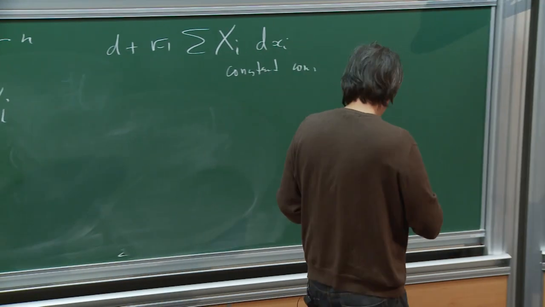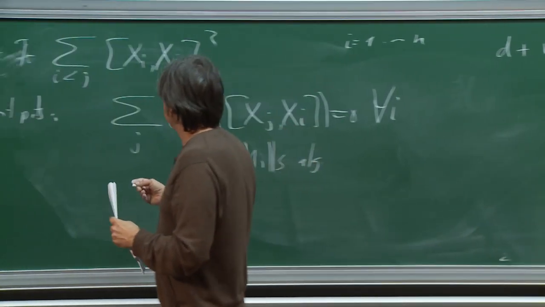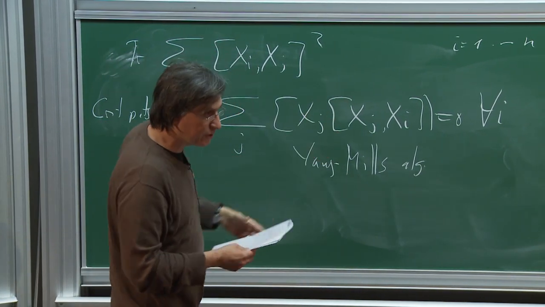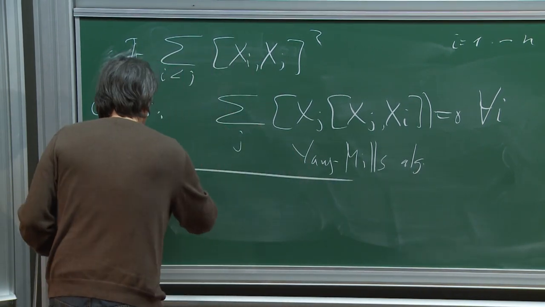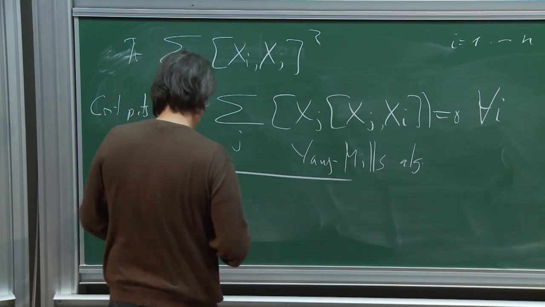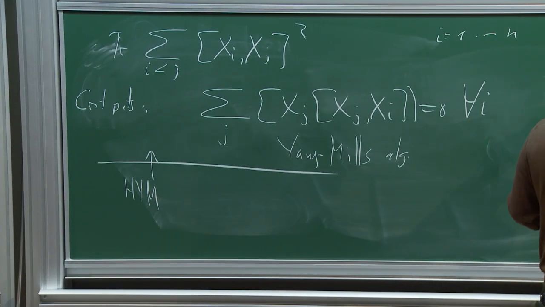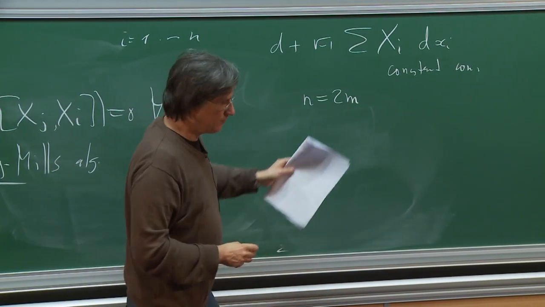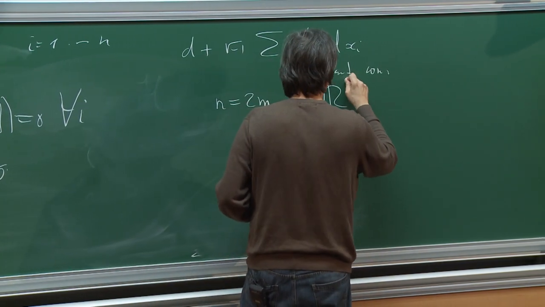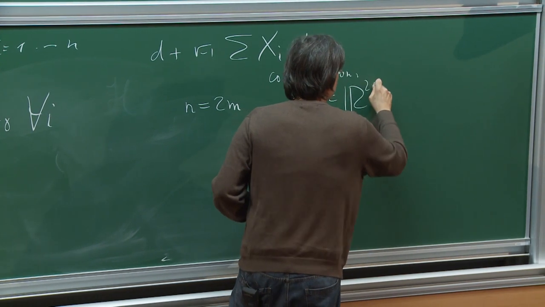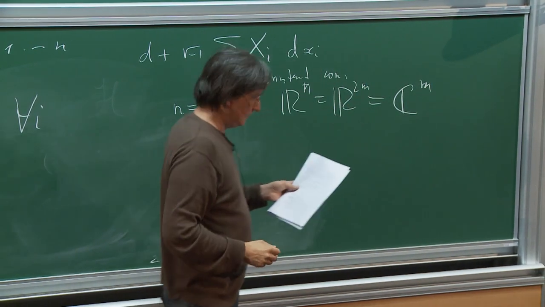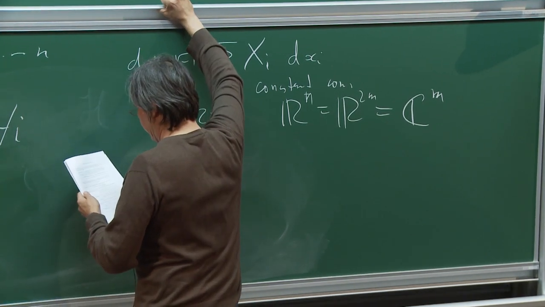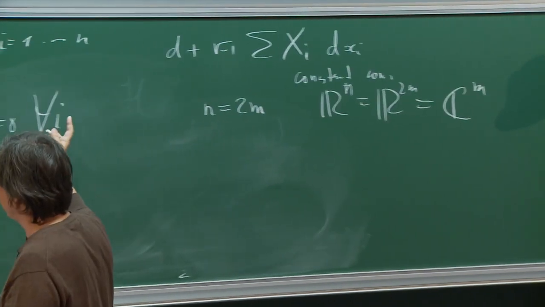Okay, but we know that supersymmetry teaches us that this is a second order equation for the connection, and there is a first order equation, the Hermitian Yang-Mills equation. It follows from Hermitian Yang-Mills. Hermitian Yang-Mills is in the following situation. Suppose my dimension n is even, and my target space is a complex vector space. Now, the Hermitian Yang-Mills equation in usual geometry implies the usual Yang-Mills equation.